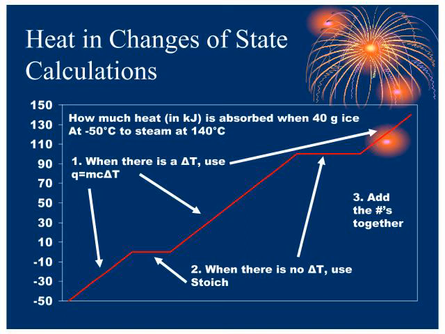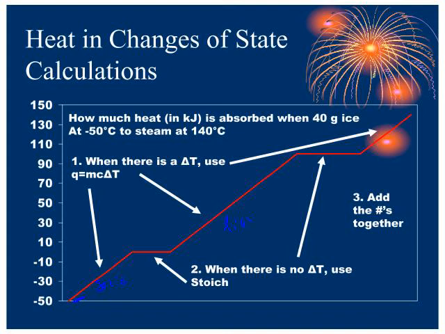Here's our graph, and then here's our sample question. How much heat in kilojoules is absorbed when 40 grams of ice at negative 50 degrees Celsius becomes steam at 140 degrees Celsius? So that's mapped out by this graph here. You start out way down here at negative 50 when we have ice, and so we go all the way up to 140 in steam.